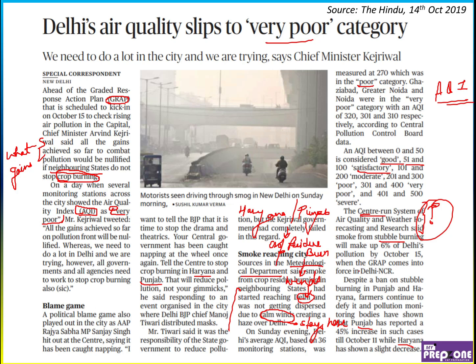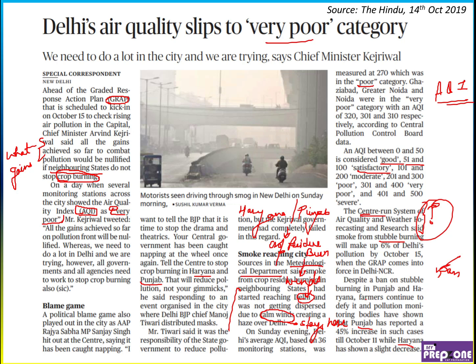And then it says that it will make up 6% of Delhi's pollution. What will make 6% of Delhi's pollution? Stubble burning. And when the GRAP comes into force in Delhi NCR. Despite a ban on stubble burning in Punjab and Haryana, farmers continue to defy it, and pollution monitoring bodies have shown that Punjab has reported a 45% increase in such cases.